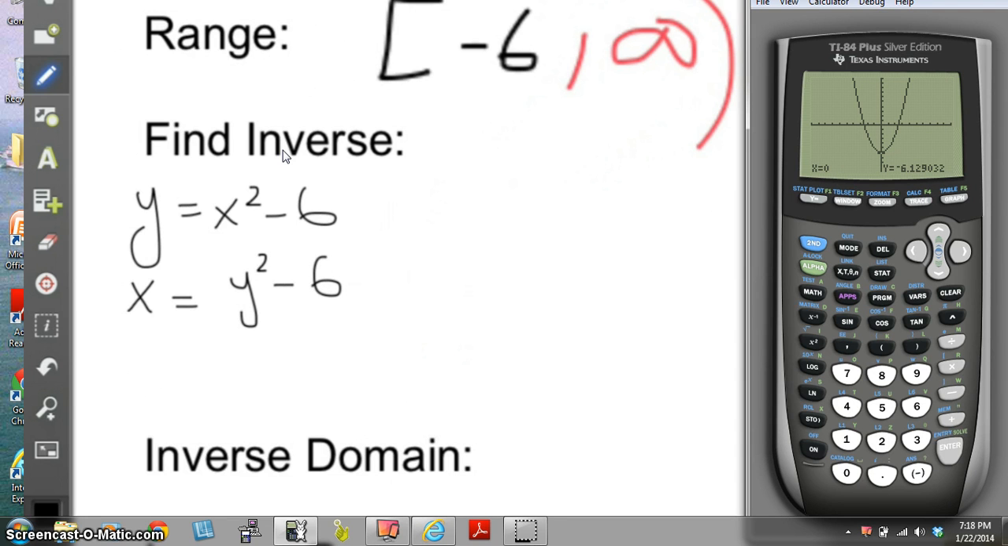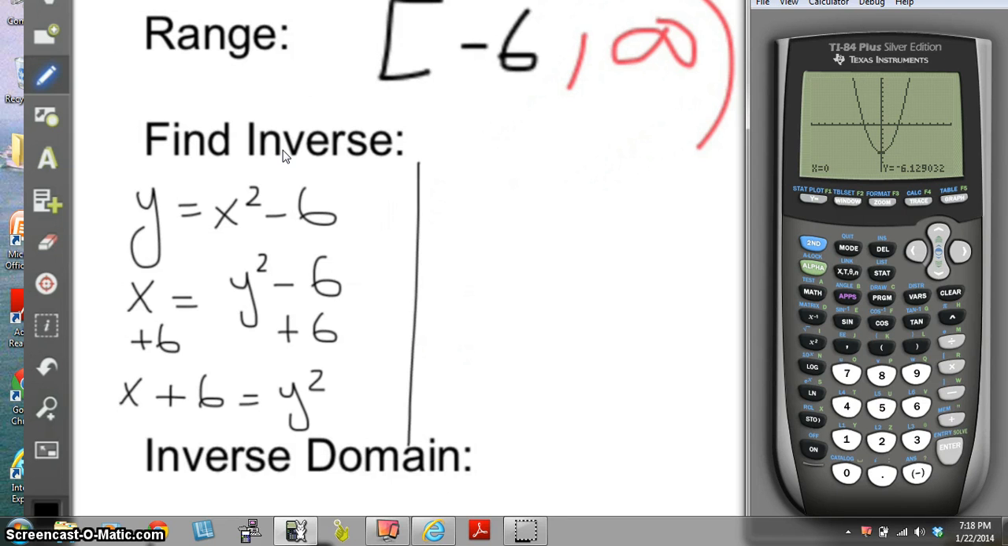Then you will need to isolate the y, so you add 6 to both sides. So you are left with x plus 6 is equal to y squared. I'm going to rewrite it over here: x plus 6 is equal to y squared. Now you don't need the square of y. You need just y.